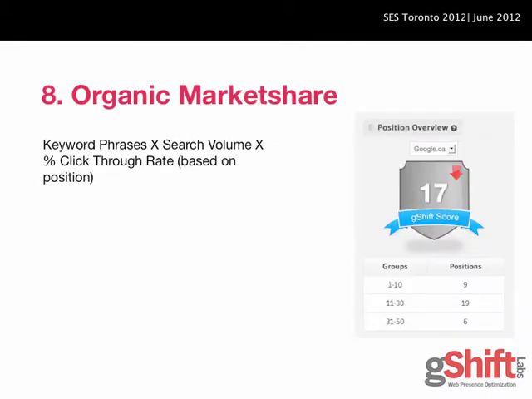Organic market share. This one's interesting. This is looking at the number of keyword phrases that you have, their appropriate search volumes, times a click-through rate based on your search position. If I was ranking number 1 for a keyword that has 1,000 search volume, and based on some studies there's a 36% click rate for being number one for that search term, I could expect 360 click-throughs in a month. So I can determine my organic market share and then compare that to my gap, which is how I'm actually ranking, not being number one, and what I could be doing.